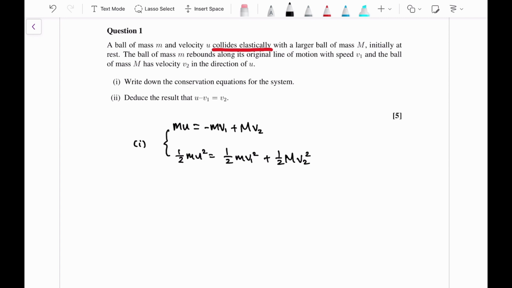And then for the second component, it asks to deduce the result that u minus v1 is equal to v2. What we can do is to essentially work with the prior two equations. So let's look at the first equation first. mu is equal to negative mv1 plus capital Mv2. So we can move the term of m to one side and factorize it out. And I think this is sufficient. And then we can look at the other equation.